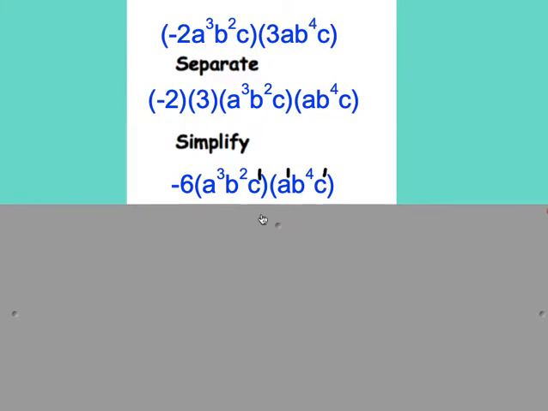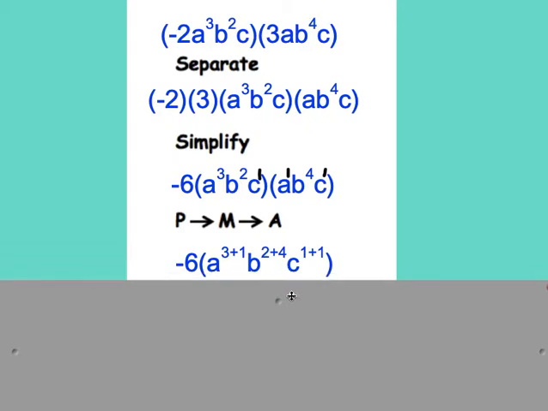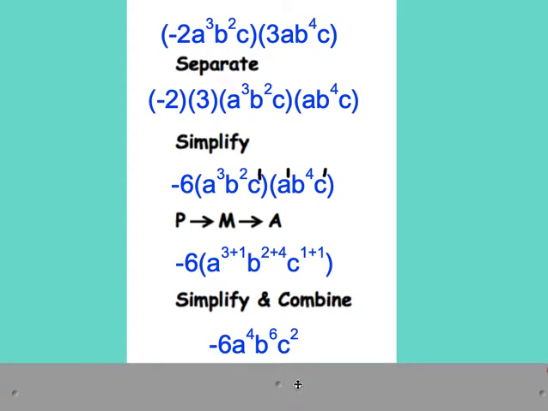So a to the third and a to the first makes a to the 3 plus 1. B to the second, B to the fourth is B to the 2 plus 4. And C to the first and C to the first gives you 1 plus 1. So my final answer is negative 6, A to the fourth, B to the 6th, C to the second.